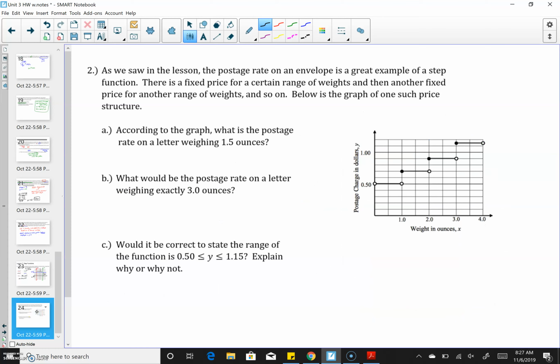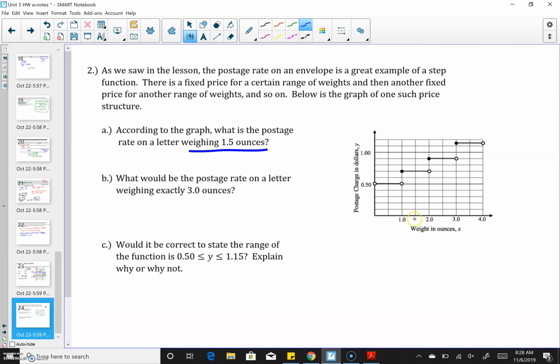So now if we go to a word problem, as we saw in the lesson, the postage rate on the envelope is a great example of a step function. There is a fixed price for a certain range of weights, then another fixed price for another range of weights, and so on. Below is the graph for one such price structure. According to the graph, what is the rate for a letter weighing 1.5 ounces?